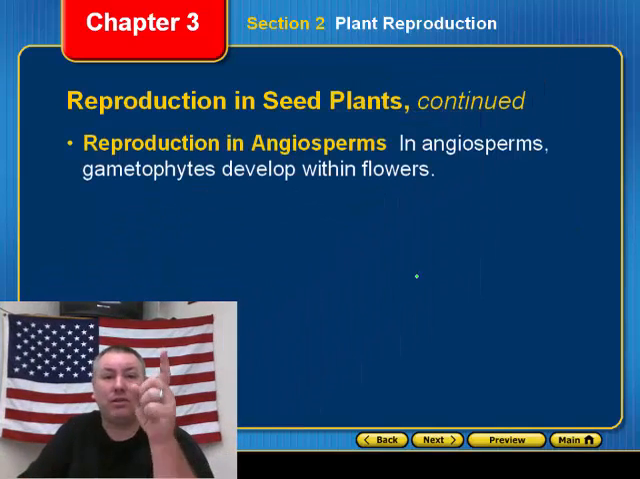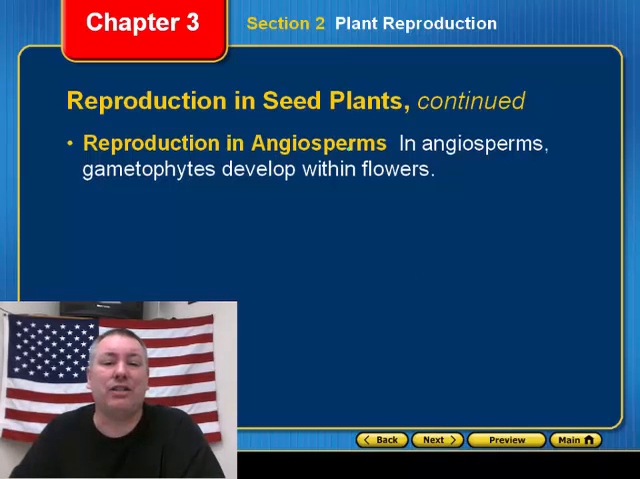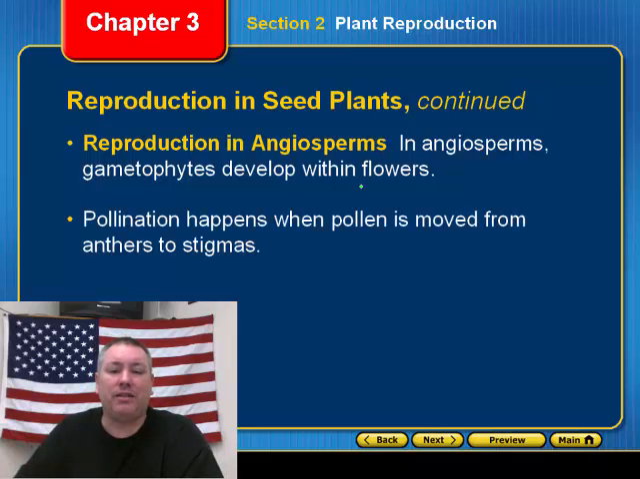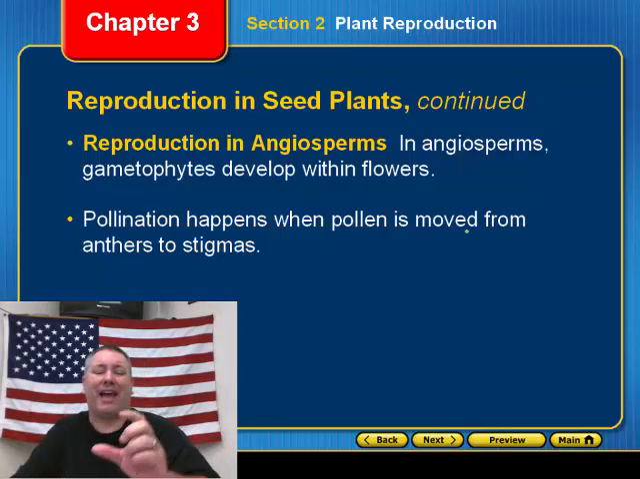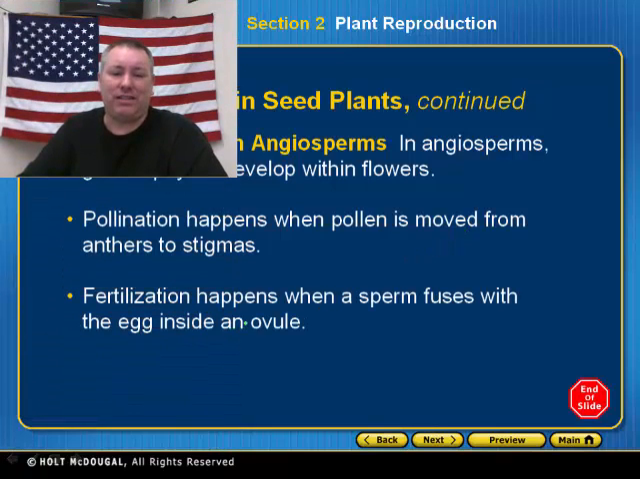All right, but now we're going to talk about angiosperms. Angiosperms' gametophytes develop within flowers. So if we look at a flower, we typically are looking at an angiosperm. Now, there are trees that are obviously angiosperms as well. Pollination happens when pollen moves from anthers to the stigmas, and we'll show you a picture of that in just a minute, and I'll explain that better to you. Fertilization happens when the sperm fuses with the egg inside an ovule.